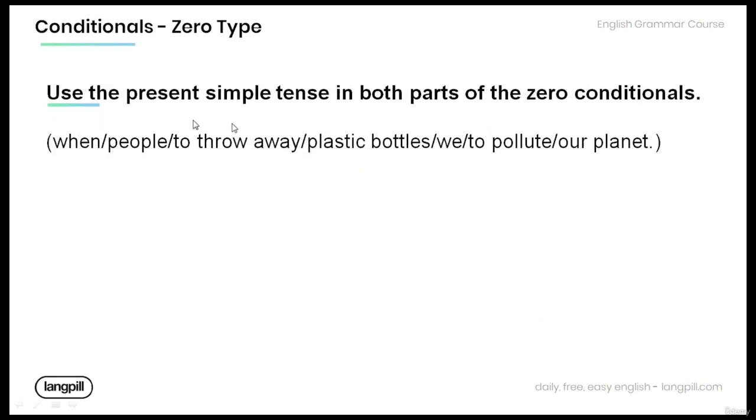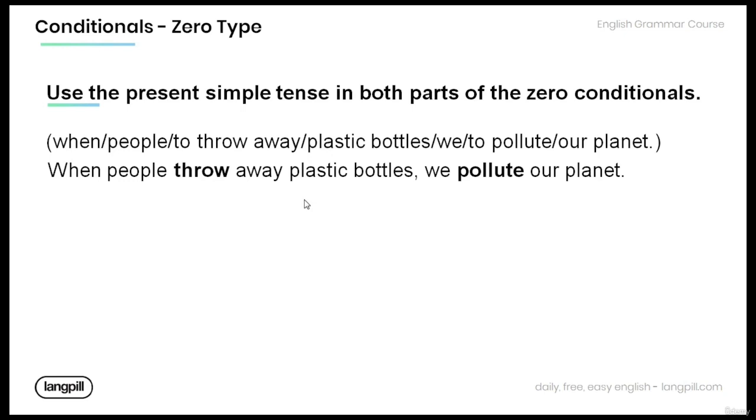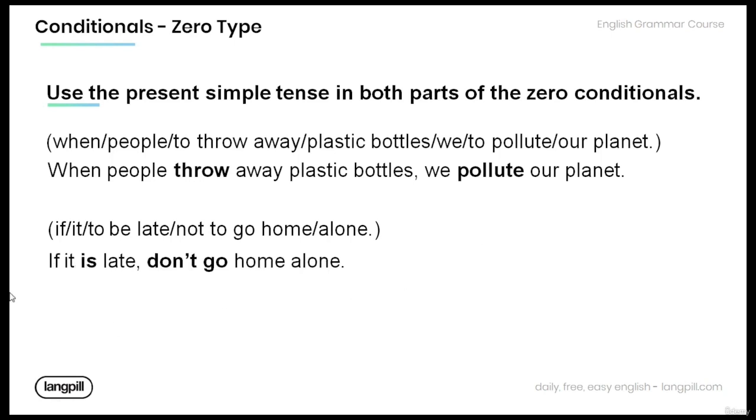Also remember that we use the present simple tense in both parts of the zero conditionals. Now create a sentence using the words in the bracket. When people to throw away plastic bottles, we to pollute our planet. When people throw away plastic bottles, we pollute our planet. If it to be late, not to go home alone. If it is late, don't go home alone.